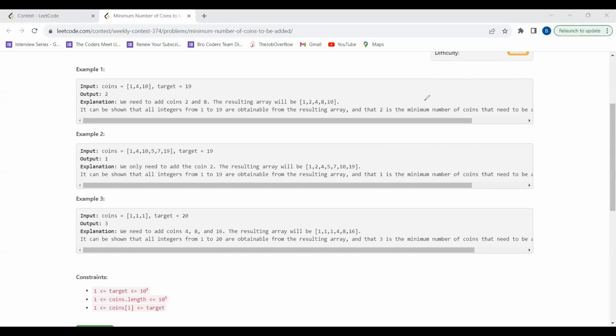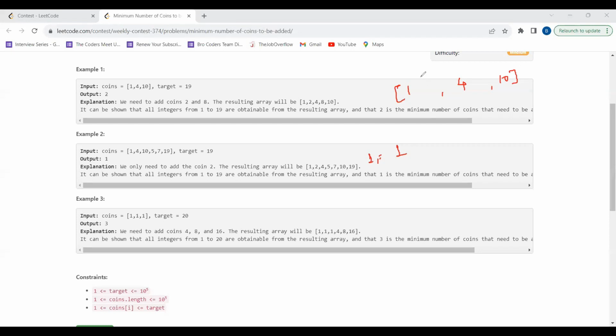So, see, here's the problem. Example number 1. 1, 4, 10. We have got coins of denomination 1, 4, and 10. Clear? Now, can we form sum 1? Yes. We have a coin of denomination 1, so we can form sum 1.